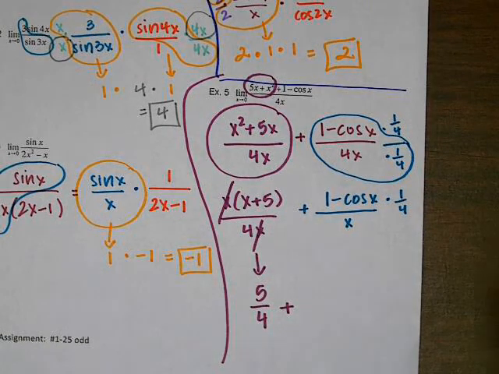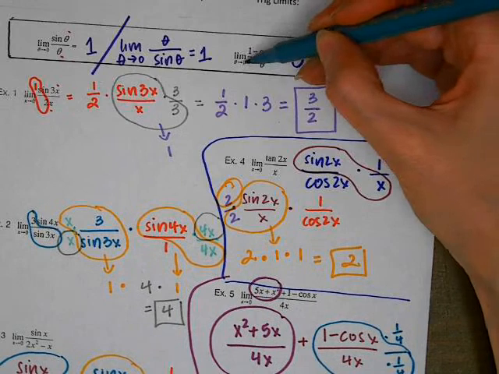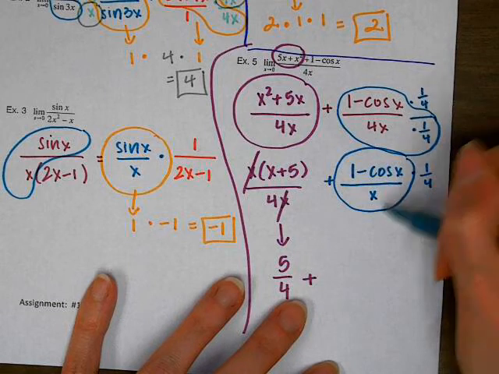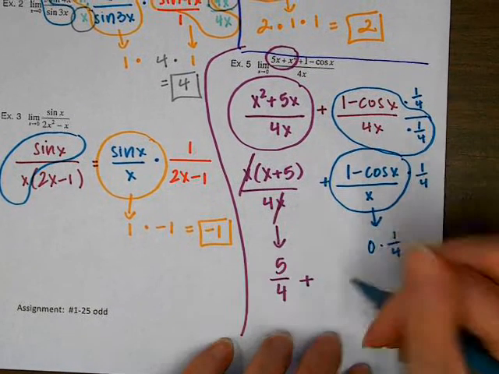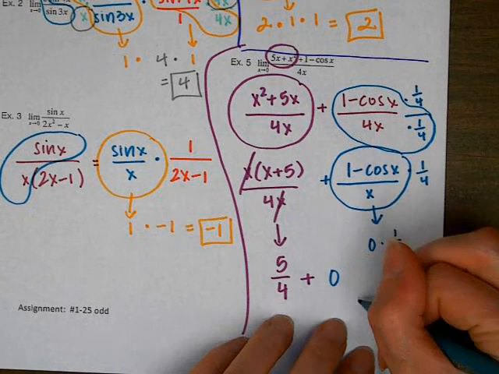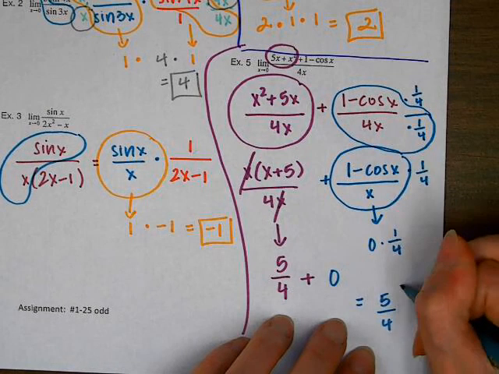And then, you guys know the drill, the limit as x approaches 0 of 1 minus cos x over x, this goes to 0. And then 0 times 1/4 is 0. So this limit ends up being 5/4.